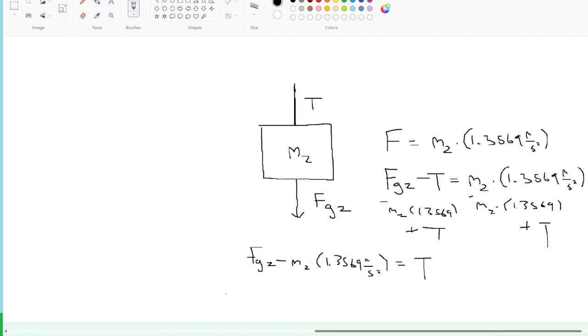And if we solve for this, m2 times 9.8 minus m2 times 1.3569, we already know what m2 is, so let me replace that, 17 kilograms, is going to be equal to t. And this will bring us to our final value when we solve for t. It's going to be equal to 143.532 newtons.